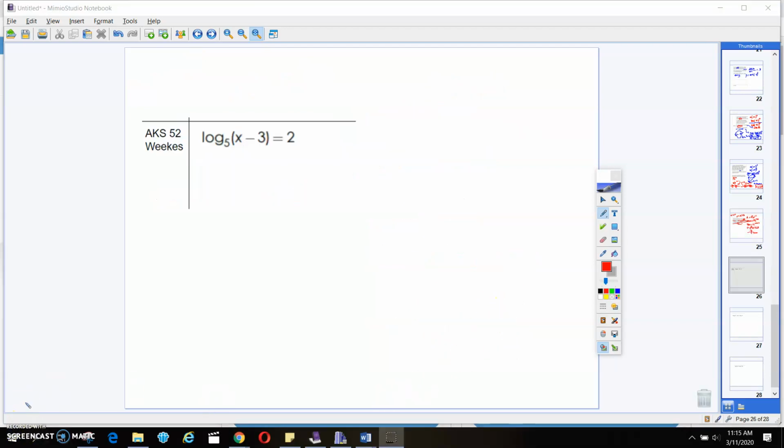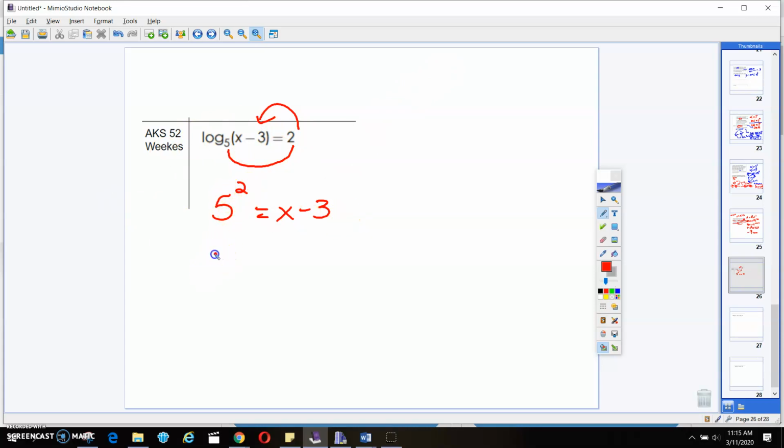Last one. Okay, so we're going to actually evaluate this. That's what AKS 52 is. These are going to be on your interim. Like I'm telling you right now, it's going to happen. So you've got to know how to do this. So in order to evaluate this, since it's already in logs, we're going to put this in exponential form. So you're going to start at your base, go to your outside, and finish here. So you're going to have 5 to the second power equals x minus 3. If you had no idea how to do that, you need to go back and watch all my videos on logs, okay? Going from logs to exponential.